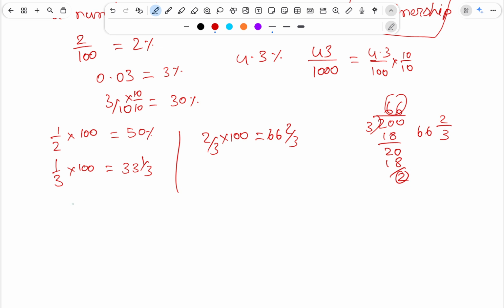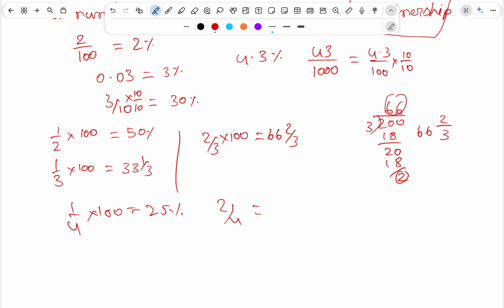Then 1 by 4. 1 by 4 into 100 is equal to 25 percentage. Then 2 by 4. 2 by 4 is what? Half, 50 percentage. Then 3 by 4. 3 by 4 is, either you can write 1 by 4 into 3 or otherwise directly 3 by 4 into 100 will give 75. Then 4 by 4 is 1.